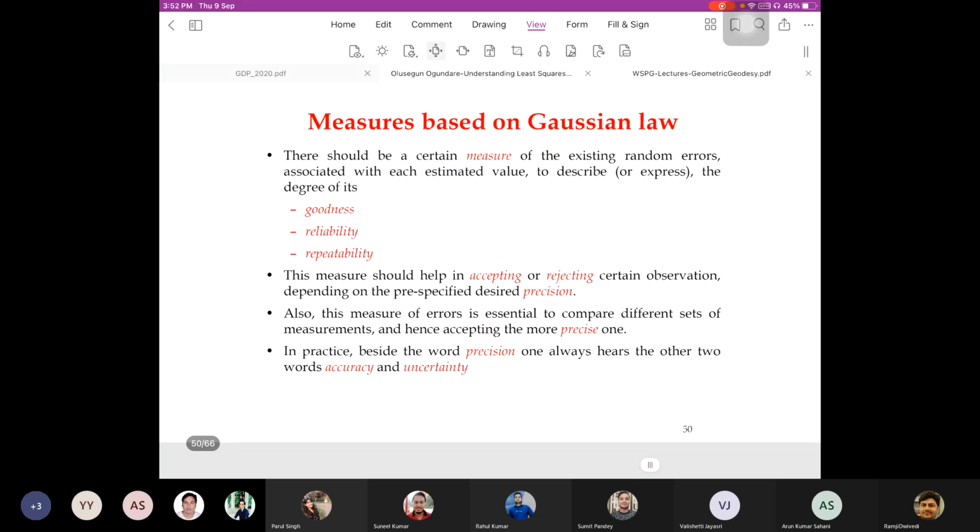Okay, so the measure of errors is essential to compare different sets of measurement and hence accept the more precise one. In practice, beside the word precision, one always hears two other words: accuracy and uncertainty. Uncertainty is a word you will mostly hear in our engineering domain, where you have to work with much more data. Then obviously people ask what is the uncertainty associated with a particular result. So it's a very basic understanding.